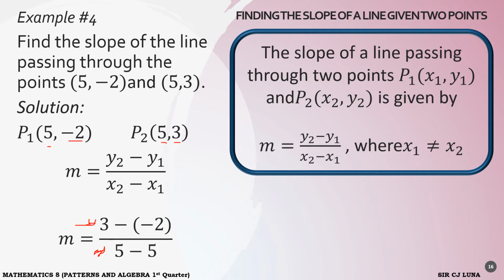So we have 5 minus 5. Let's now solve. 3 minus negative 2 is positive 5. And then 5 minus 5 is 0. So if your denominator is 0, that's equal to undefined. Okay? Again, if your denominator is 0, that means your equation is undefined.